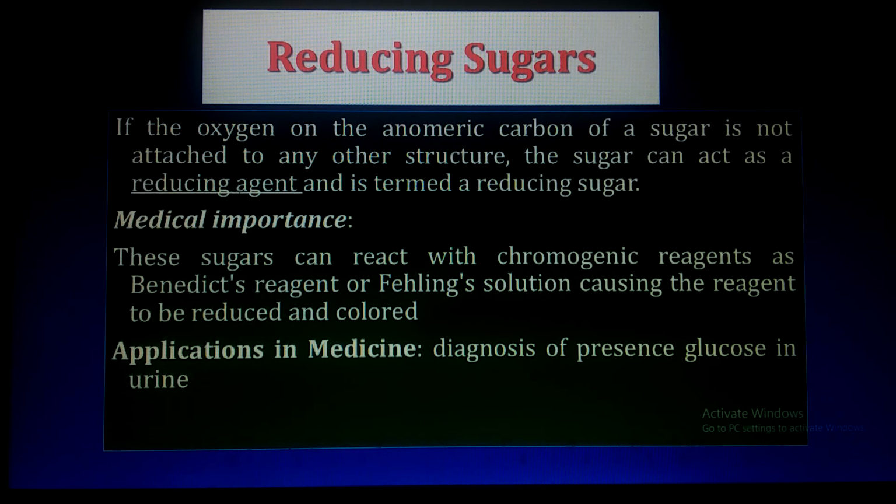Okay, medical importance: these sugars can react with chromogenic reagents such as Benedict's or Fehling's solution, causing the reagent to be reduced and colored. Is it clear? And this is used in medicine for the diagnosis of the presence of glucose in the urine. Is it clear to you? What are reducing sugars? Why are they called reducing sugars? Because of the oxygen on the anomeric carbon.